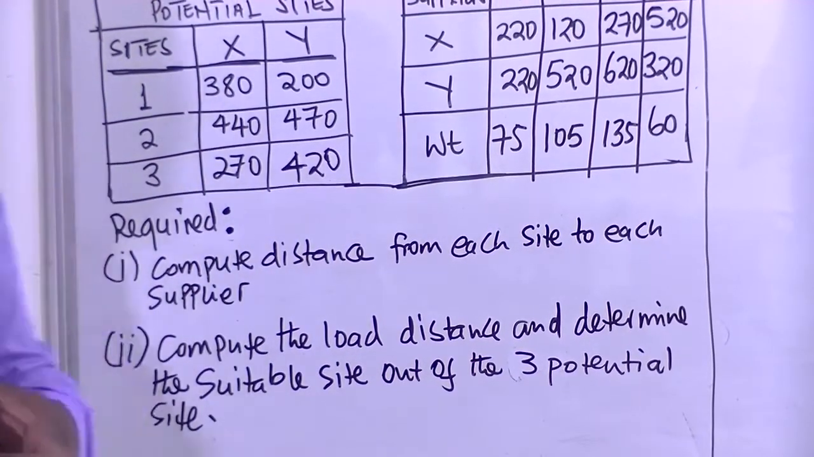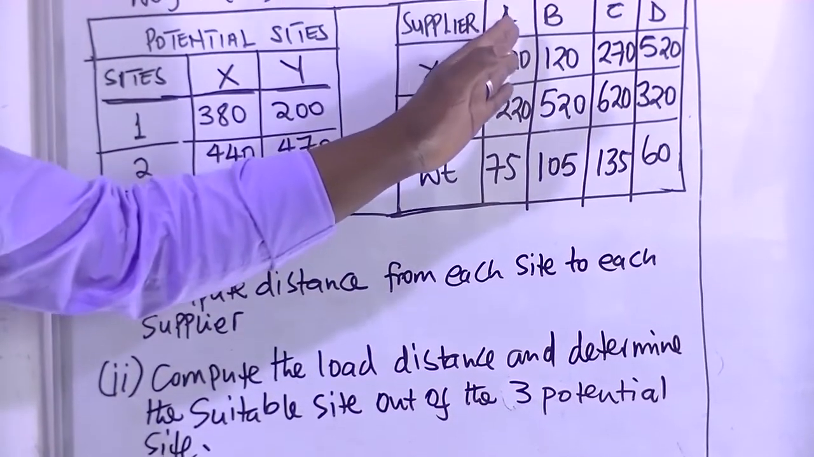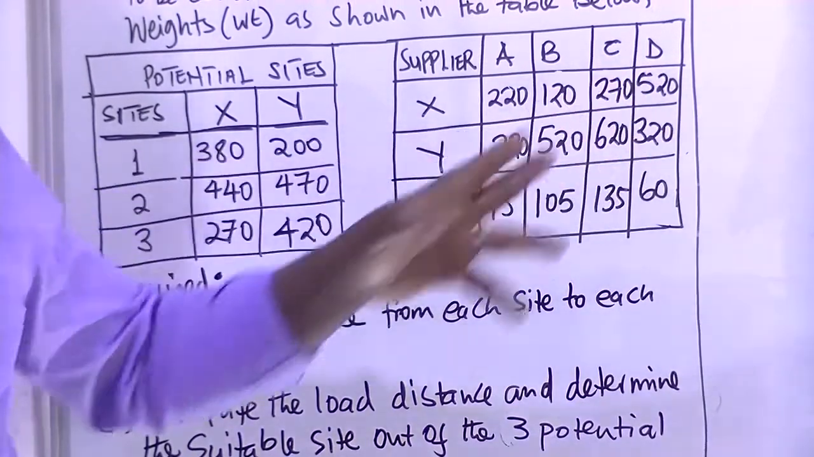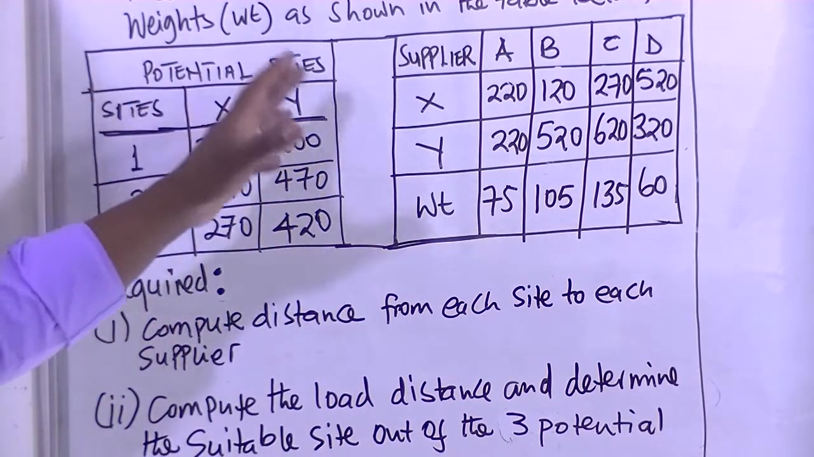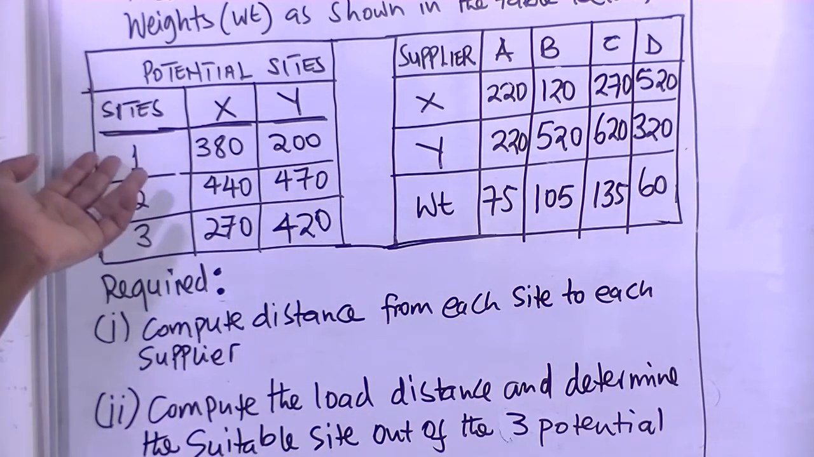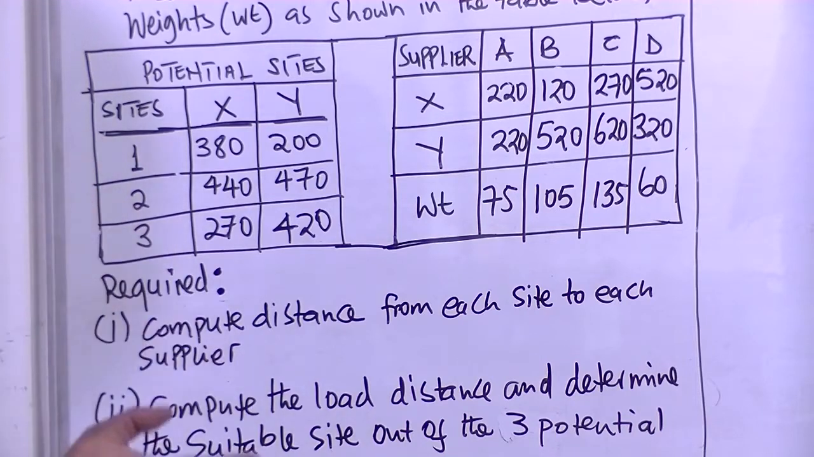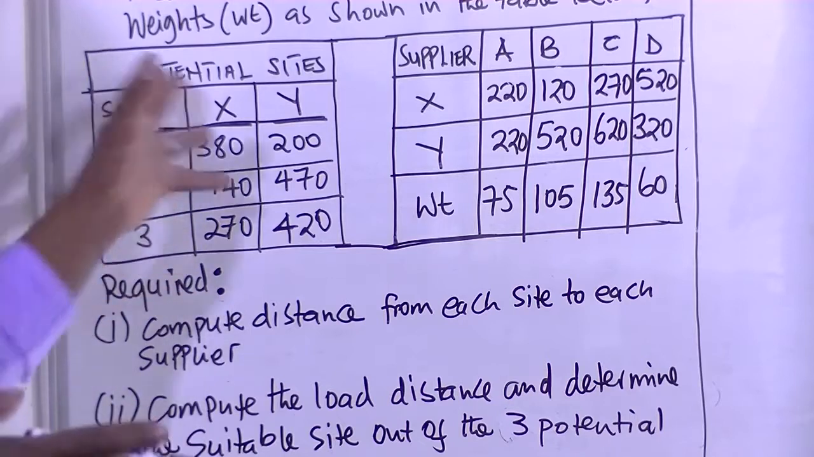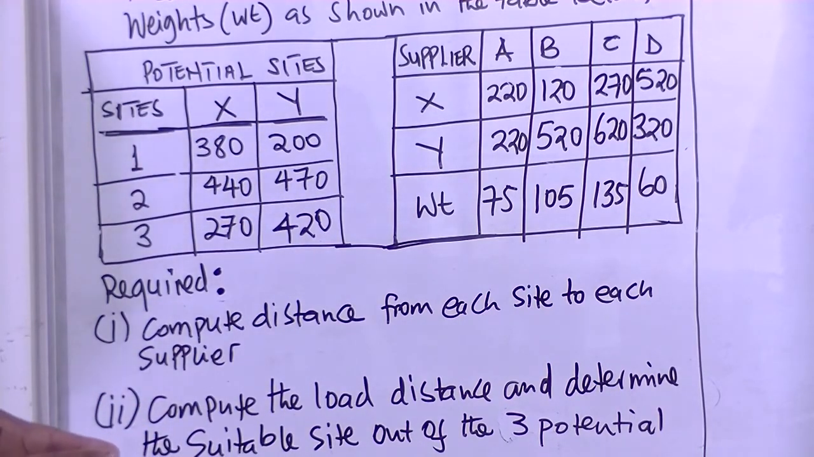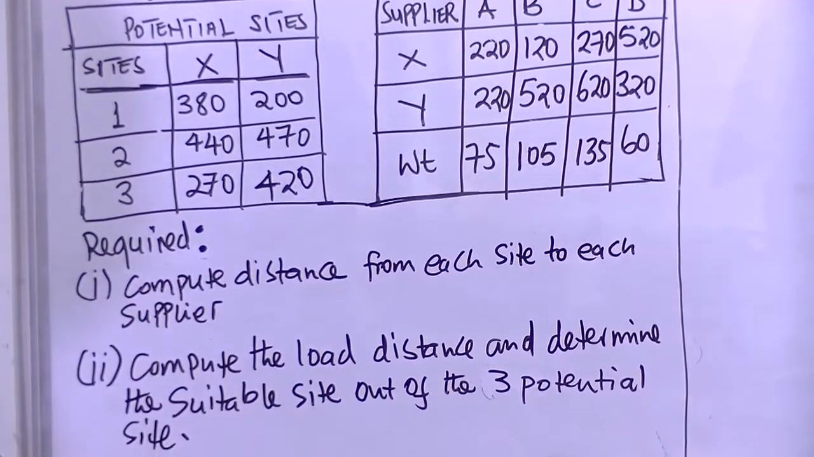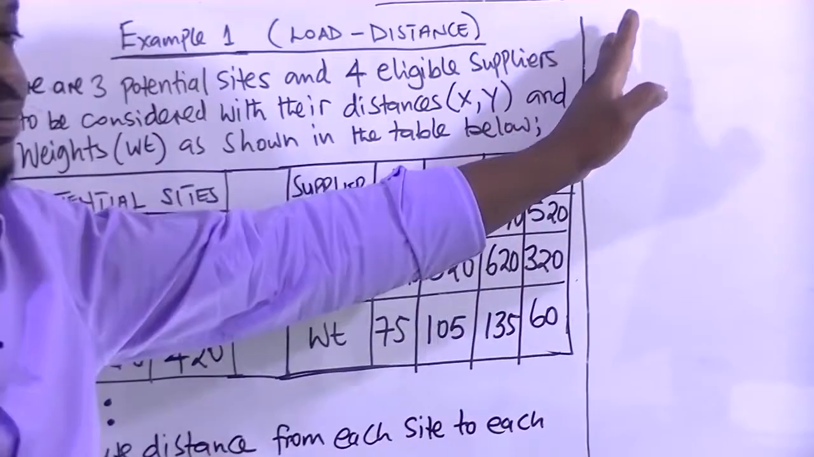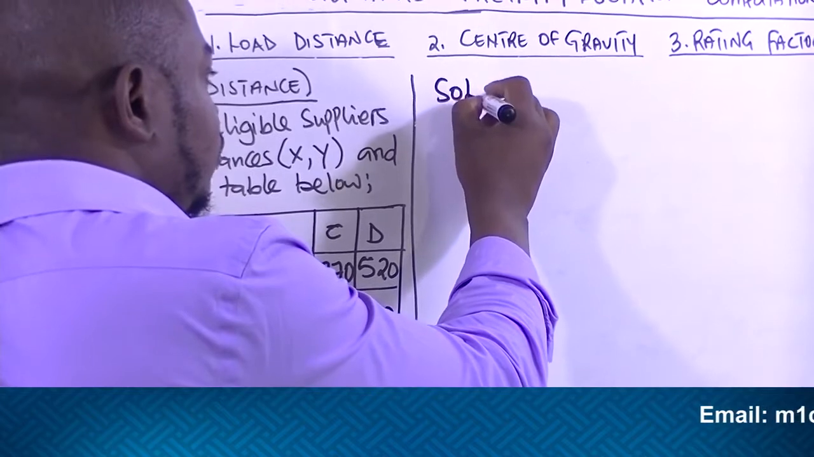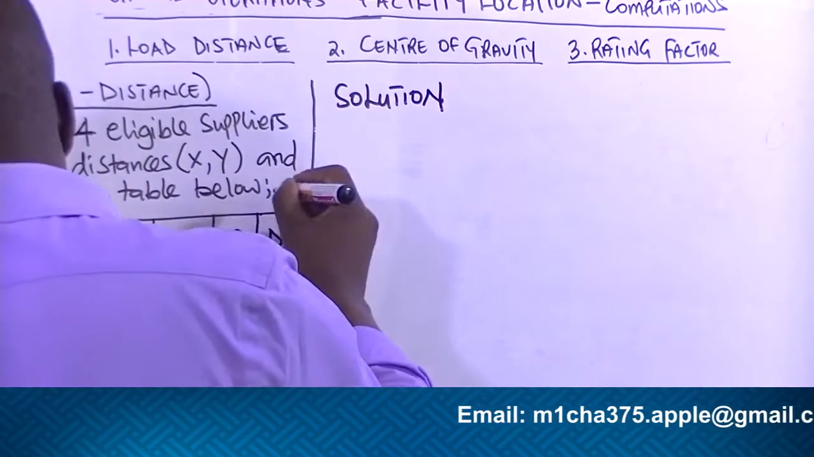So basically here we've got four suppliers, A, B, C, and D. And we want to find out which of these potential sites we can put a facility. So we've got site 1, site 2, and site 3. We need to choose at the end of it which site is ideal to put the facility. But the first question does require that we compute the distance from each site to each supplier. So I will indicate my solution on the other side of the board. I shall call this solution one.